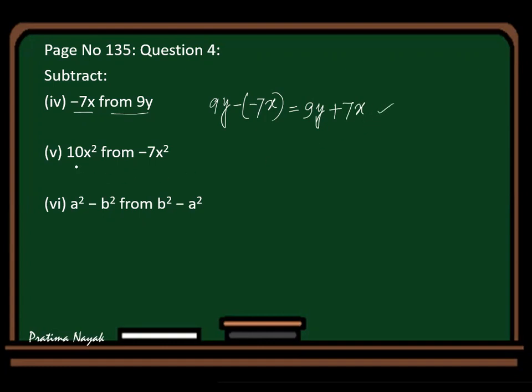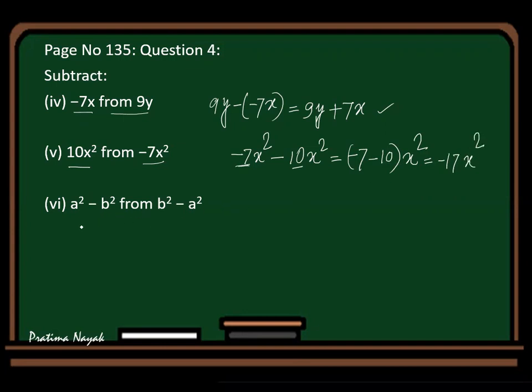Next is subtract 10x square from negative 7x square. So negative 7x square you will write first, then the subtraction, then 10x square. So what is the result? Take the numerical coefficients. One is negative 7, the other negative 10, then x square. And you know the result. Negative 7 minus 10 gives you negative 17x square.